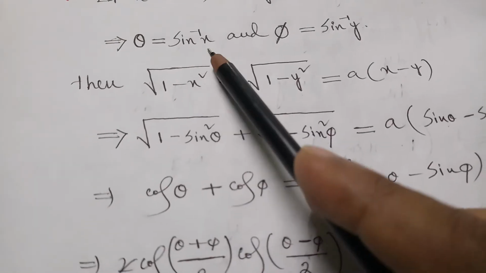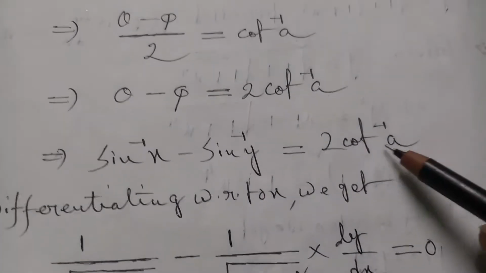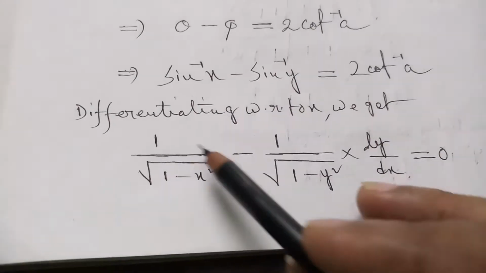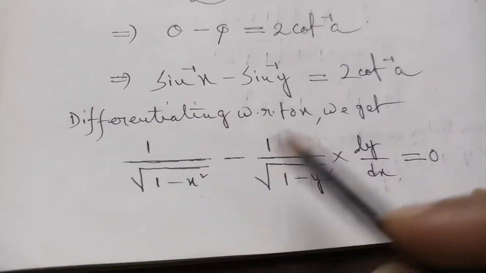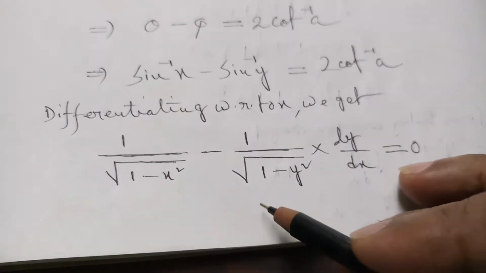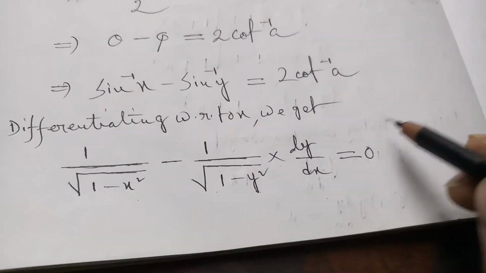So what is the value of theta? Value of theta is sine inverse x, value of phi is sine inverse y. Put it here. Sine inverse x minus sine inverse y is equal to 2 into cot inverse a. Now differentiating with respect to x. Differentiation of this one is what? 1 by root under 1 minus x square. Differentiating this one with respect to x is what? 1 by root under 1 minus y square into derivative of y, that is dy dx. That should be equal to 0.